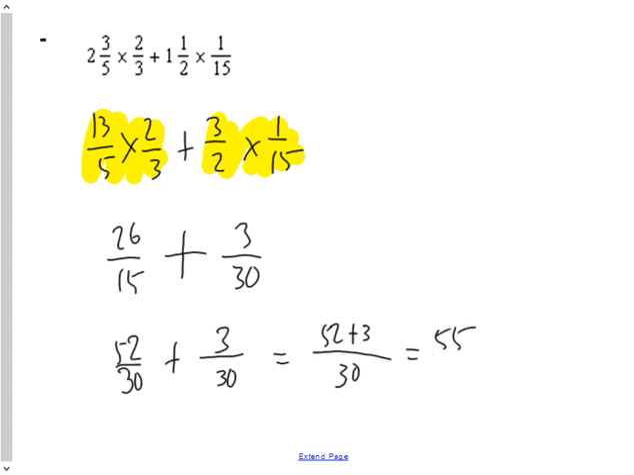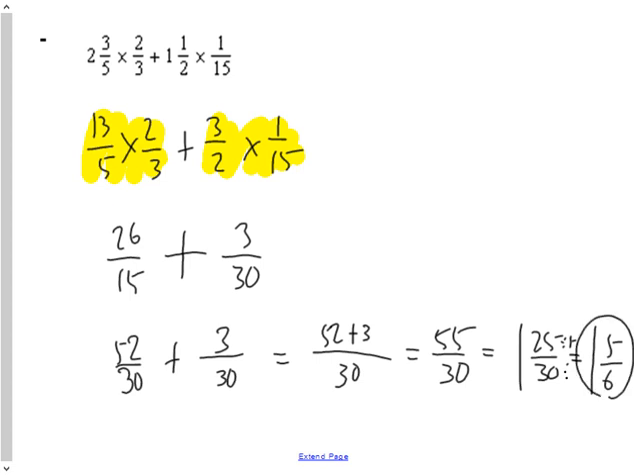You get 55/30, which is equal to 1 and 25/30ths, and since both are divisible by 5, 5/6 in lowest terms.